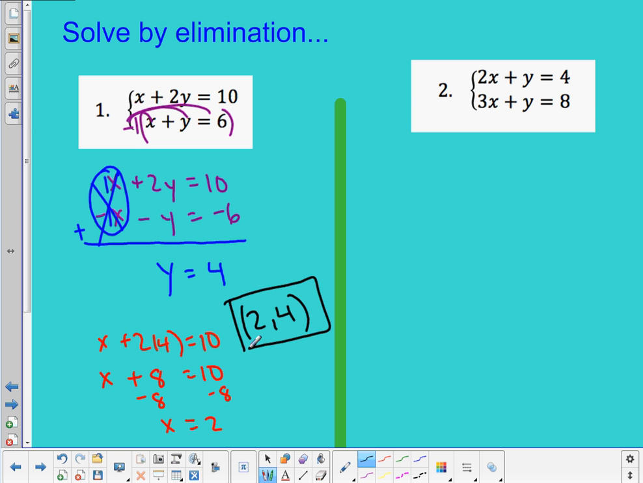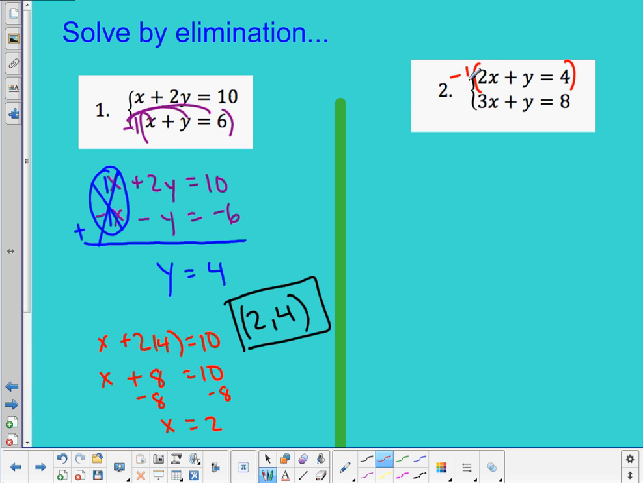Okay, let's take a look at number 2. In number 2, I have 2x plus y is equal to 4, and 3x plus y is equal to 8. So no opposite coefficients again. Here's 2 and 3, here's 1 and 1, and 4 and 8 are constants. We don't want those to change anyways, or we don't need to worry about those. We need to worry about the variables. But in this case, I don't have anything that's opposite. So again, I'm going to multiply this top equation by -1.